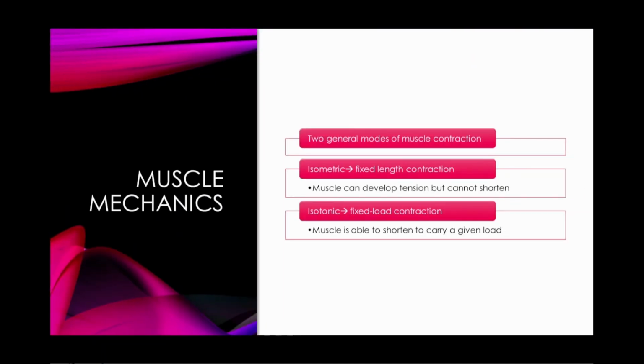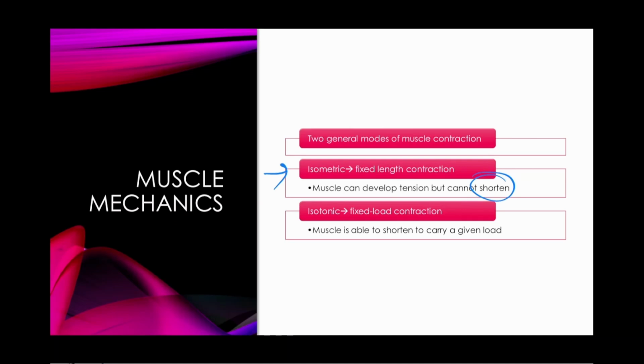Okay, some more muscle mechanics. There's 2 ways we move our muscles. First one, isometric. Iso means what? Metric length, or the distance, same length. So isometric, muscle develops tension but cannot shorten.